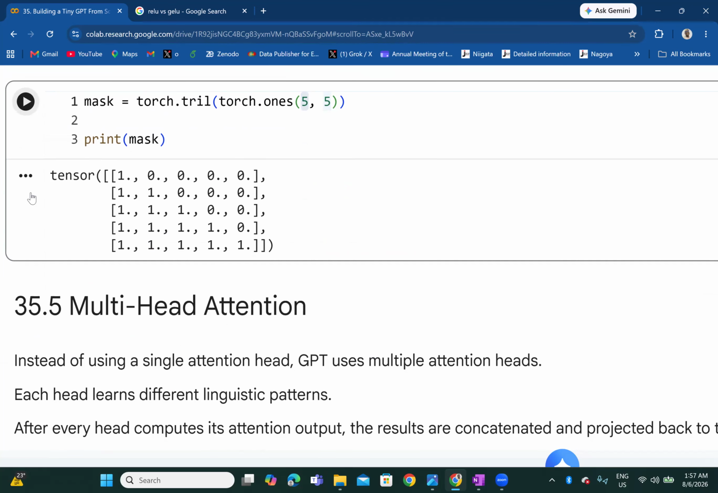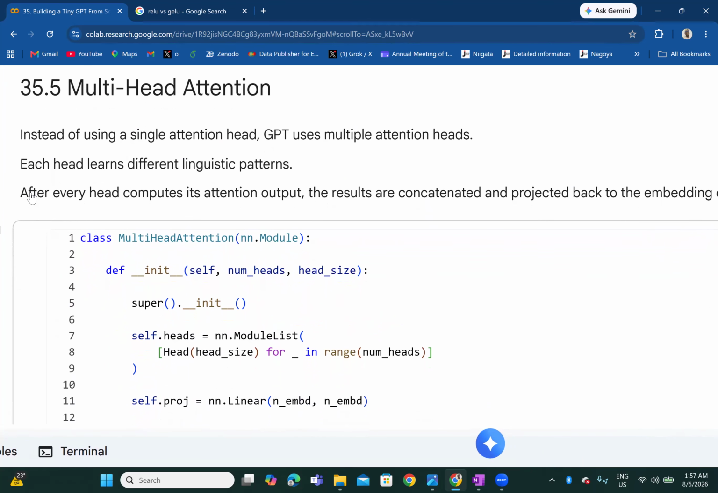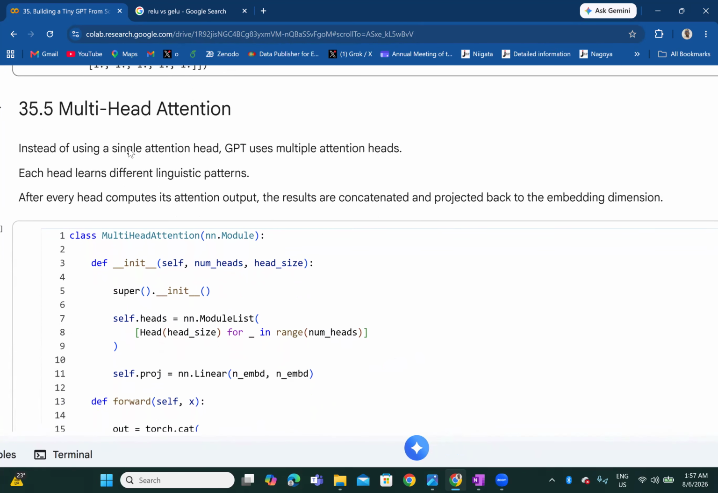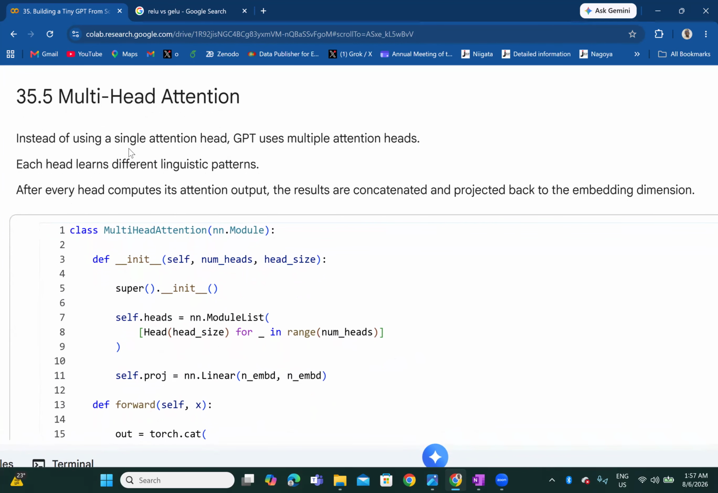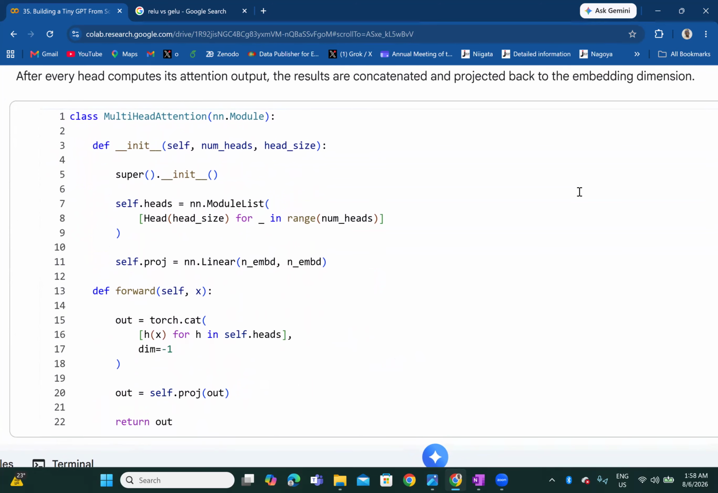So we have this. Talking about multi-head attention now, instead of using a single attention head, GPT uses multiple attention heads so that different attention heads can learn different things like grammar, syntax, and things like that. Each head learns different linguistic patterns. After every head computes its attention output, the results are concatenated and projected back to the embedding dimension. So we have the multi-head attention here.